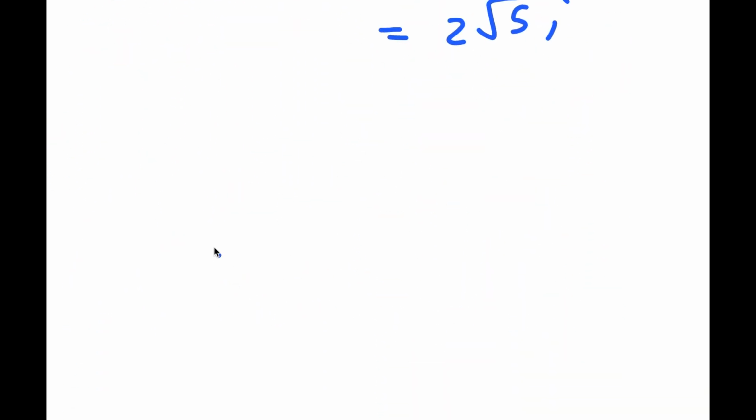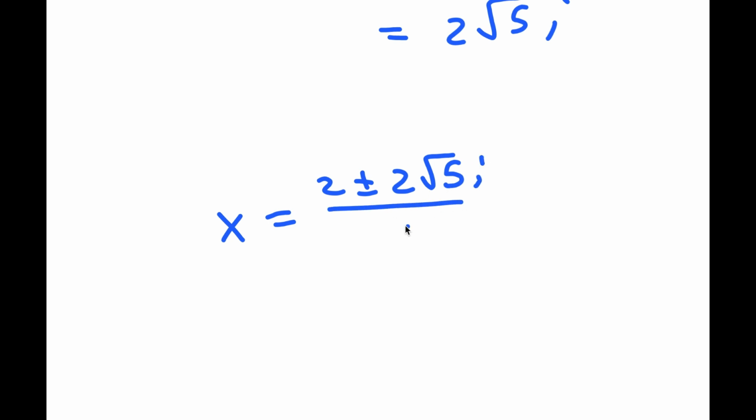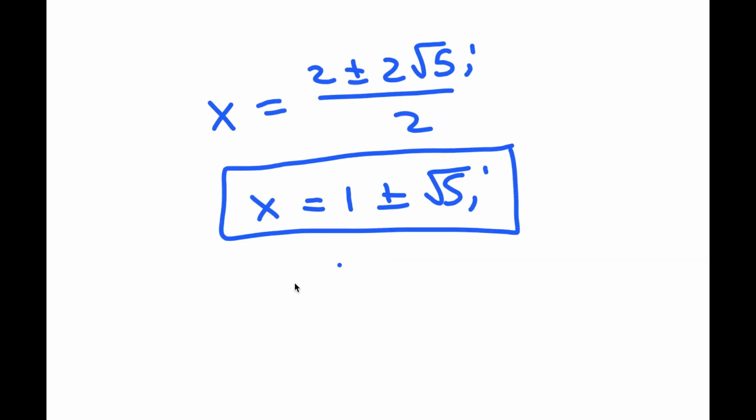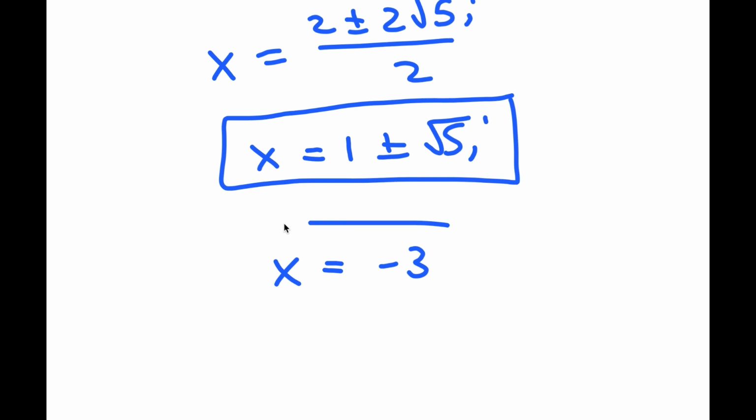So I get x is equal to 2 plus or minus 2 root 5 i over 2, which is just equal to 1 plus or minus the square root of 5 i. So these are 2 more solutions. So these are my 3 solutions to this equation.